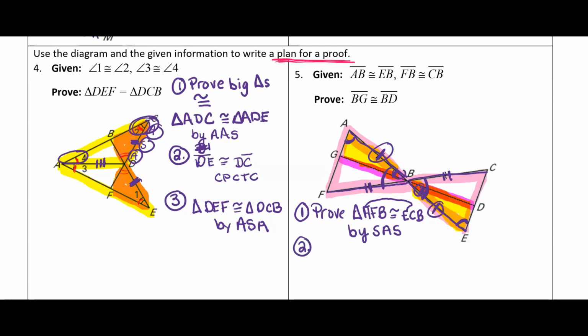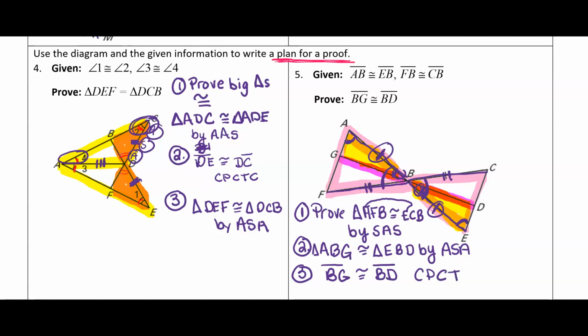So since we know all of that stuff, we now know small triangle ABG is congruent to triangle, we put the triangle symbol there, triangle EBD by angle, side, angle. Since those are congruent, we know that BG is congruent to BD. And we know that by CPCTC.